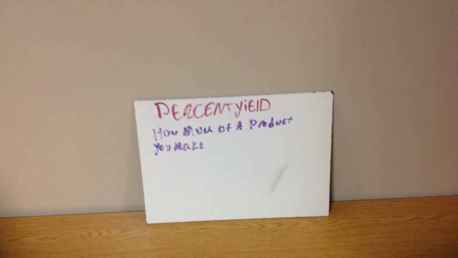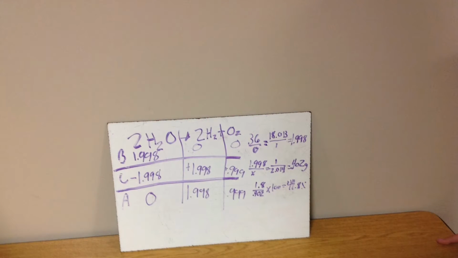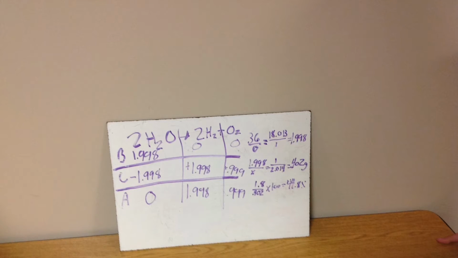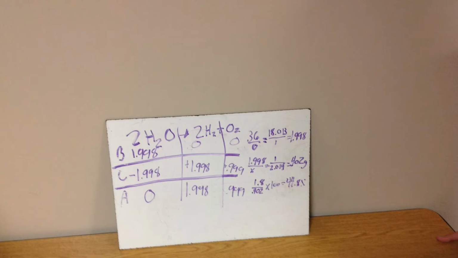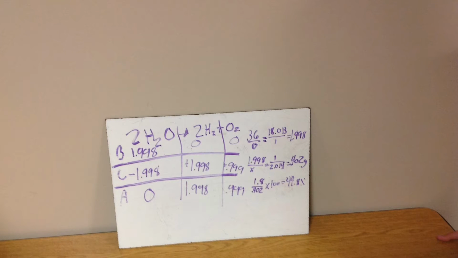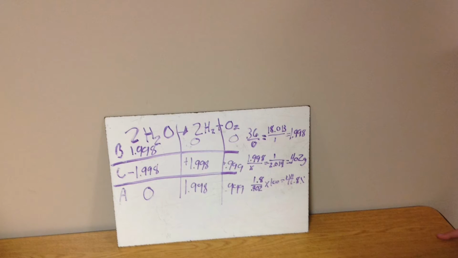The percent yield is how much of a product you make. We have 2H2O and it goes into 2H2 plus O2. We have 36 grams of H2O and the atomic mass of H2O is 18.013. So you do 36 over 1 equals 18.013 over 1, and then you'll get 1.998.